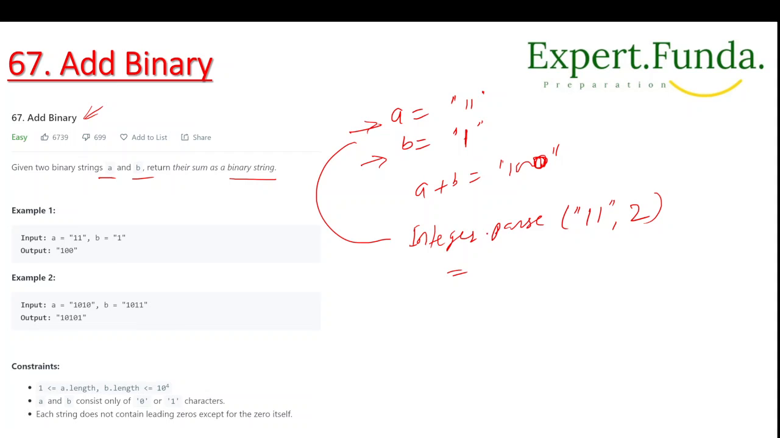If you convert this A into an integer, you will do Integer.parse, and this value will give 3. Why will it give 3? When we do Integer.parse, it will convert this binary. We are saying this is a binary number and we have to convert it into an integer, so it will be represented as 3. Similarly, if you convert B, it will give 1.